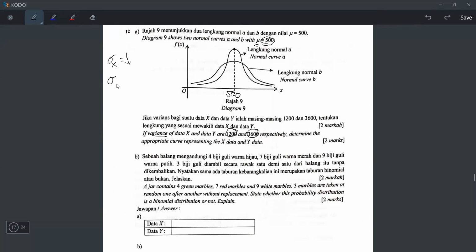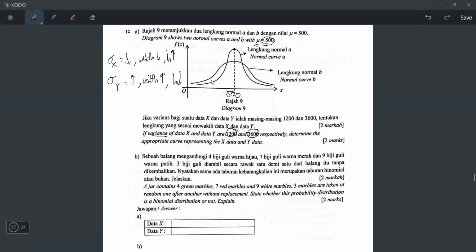And then what about the standard deviation for y? The variance for y is bigger, so the standard deviation of y is also bigger. And I already mentioned standard deviation will tell you the width, right? So what happens when your standard deviation is smaller? Means your width also smaller, and your height is bigger. And then what happens when your standard deviation is bigger? Means your width will also be bigger, but then the height will be very short.